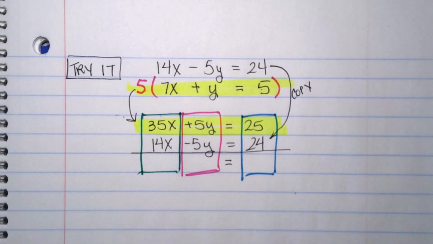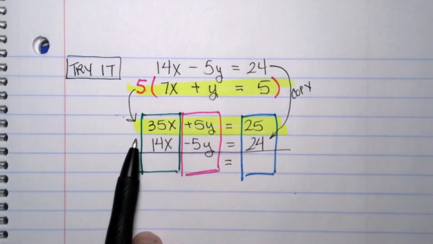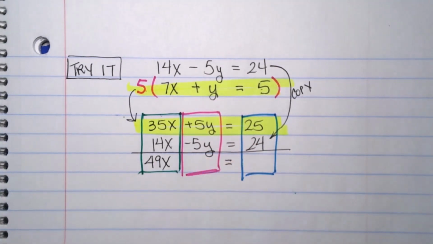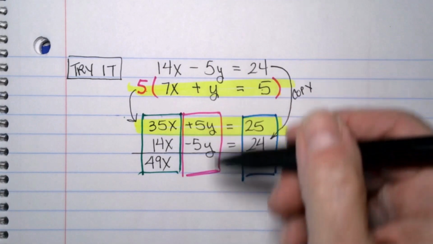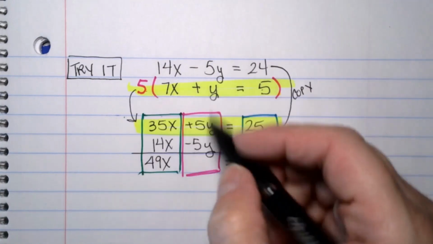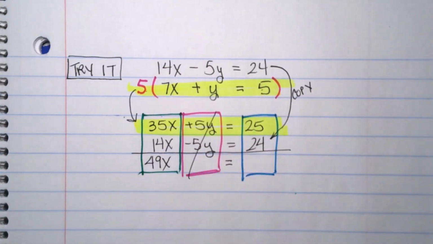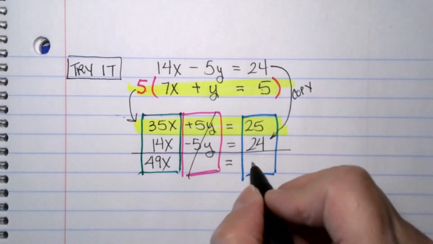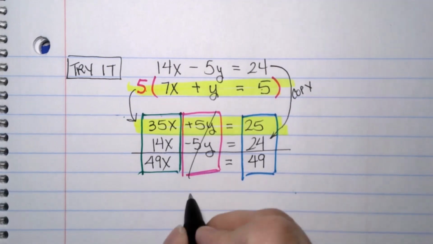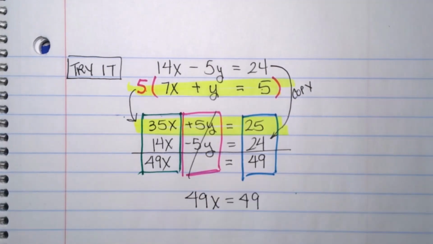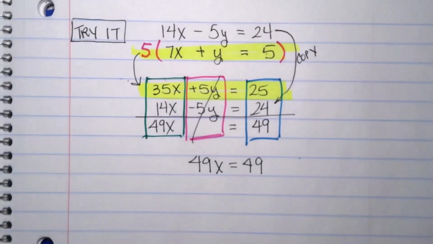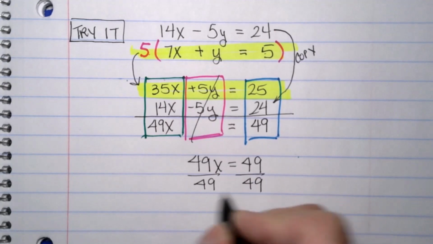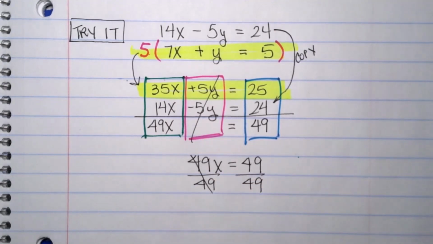These are both positive. The x's are both positive. I just have to add them. That's going to be 49x. The y's are going to cancel because I did the multiplication by 5 to make sure the y's would cancel. And then 25 and 24 is 49, so I end up with 49x equals 49. So then we're going to divide both sides by 49, and we get x equals 1.